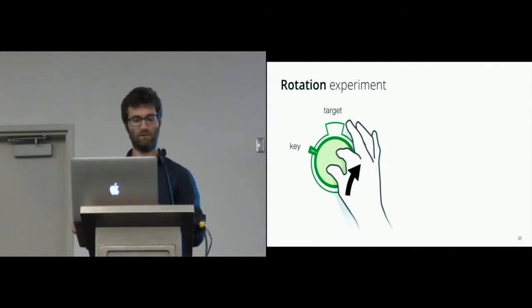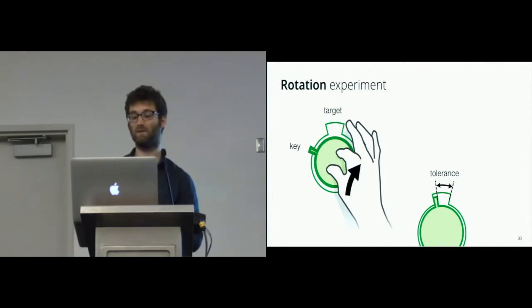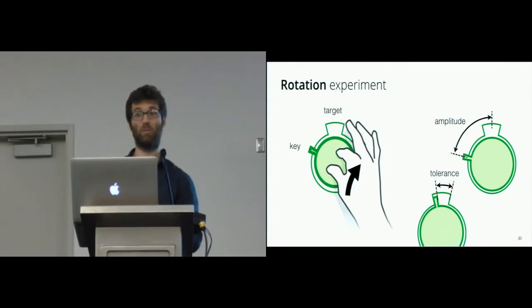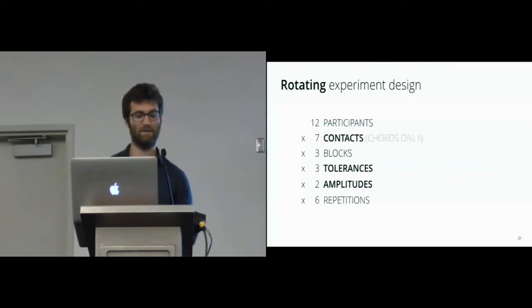The tolerance was the target aperture minus the key aperture, and the amplitude was the aperture between the bisectors of the key and the target area. Again, the experimental design was the same, except that here only 7 chords were tested.